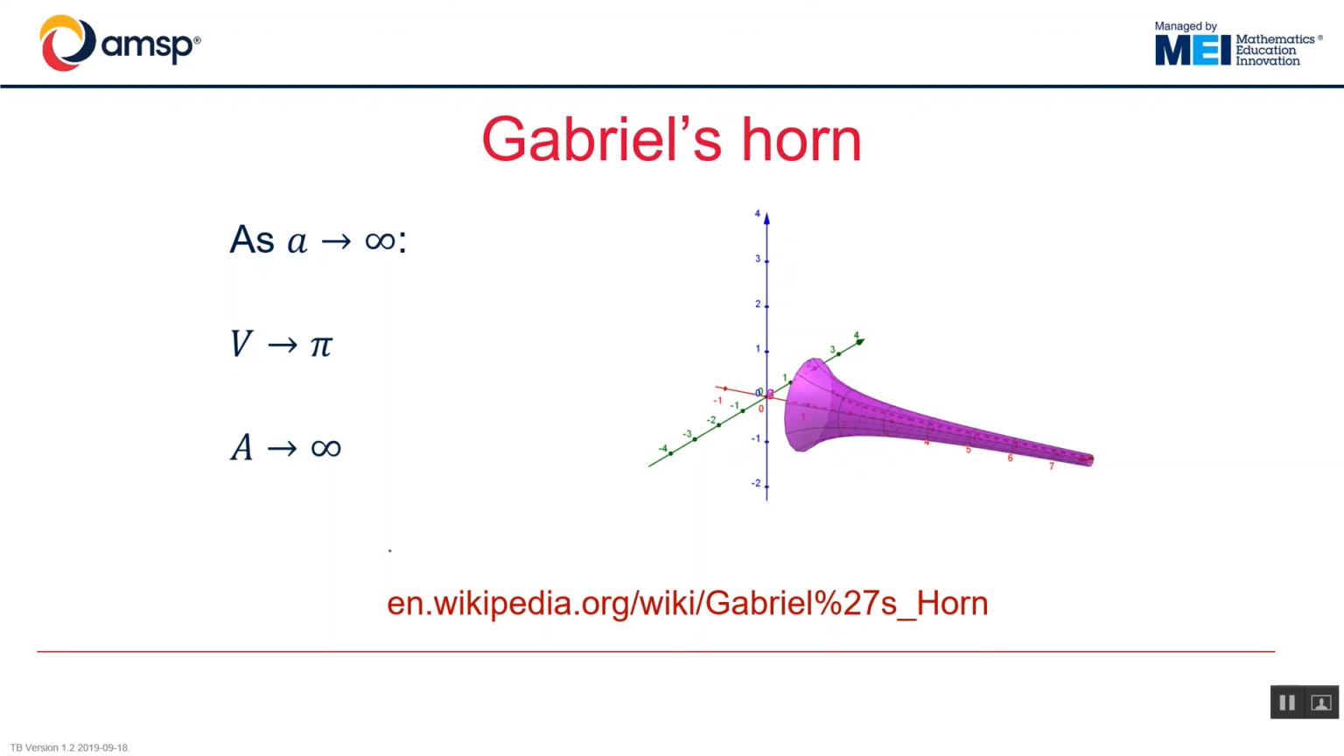If you want to find out more about this, have a look at the Wikipedia page for Gabriel's horn. But I think it's a very nice example of something you can show your students as an interesting application of both improper integrals and volumes of revolution.